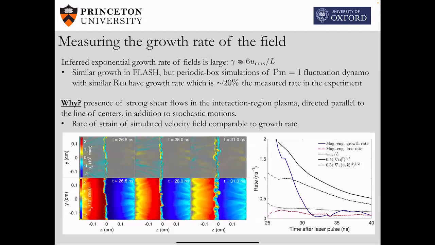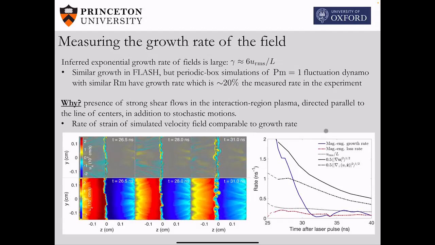We believe the most plausible explanation is the presence of strong shear flows in the interaction region plasma, which are directed parallel to the line of centers, that is the line parallel to the initial flow directions, in addition to the stochastic motions. To illustrate this, I'm showing here the FLASH simulation, the components of the velocity field out of the plane. The Z direction is the direction of the initial flows, and the plane of the interaction region is perpendicular to that.